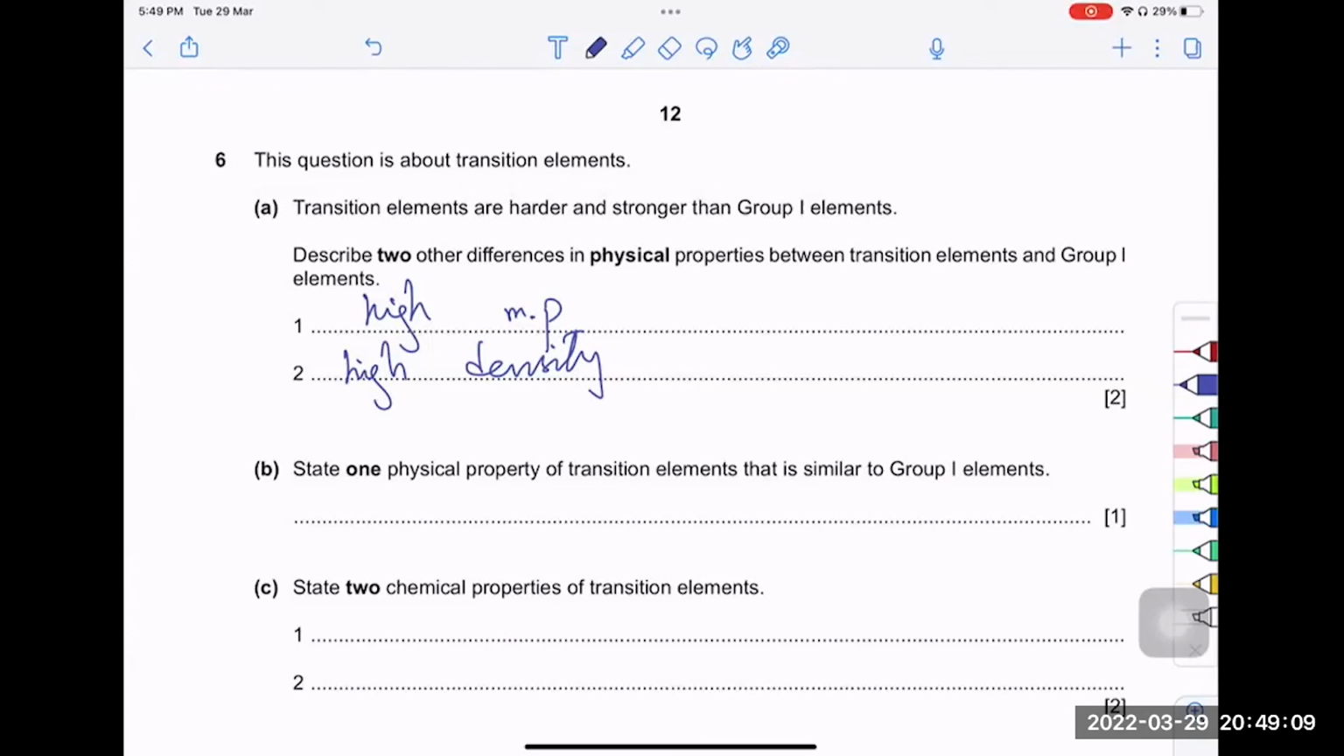Okay, state 1 physical property that is similar. They're both conductors, they're both malleable, they're both ductile. This is similar. Sure, transition metals are better, but these qualities do exist in both groups of metals. Say 2 chemical properties, we talked about it. Colorful compounds, colorful ions, they have variable oxidation states or variable valencies, and they are catalysts.